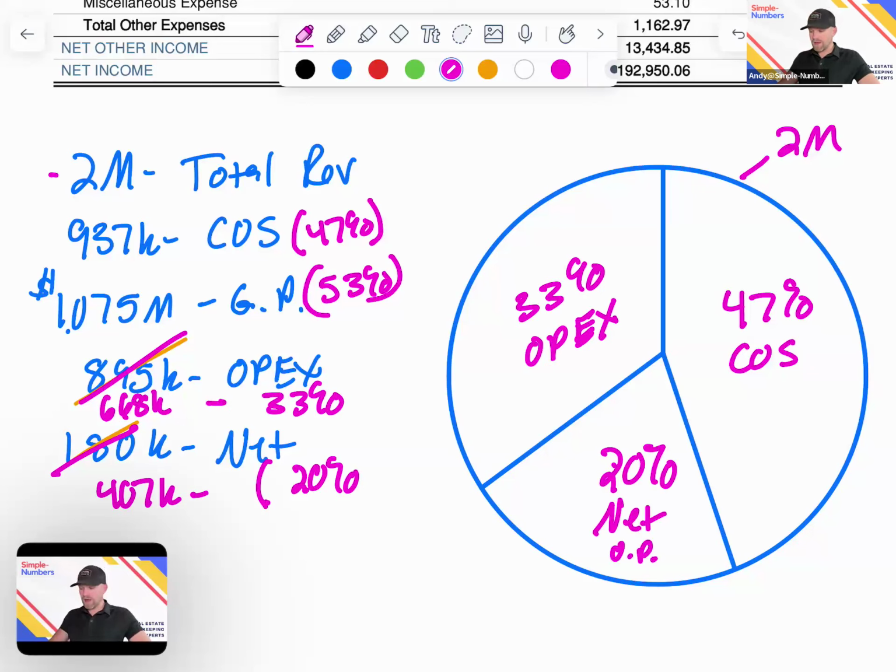Net profit and owner pay. So there you go. $2 million team, 20% net profit. How did they get there? Well, they kept their cost of goods sold under 50%, and then their operating expenses as close to 30 as they could. If they could squeeze their operating expenses a little bit more, maybe they could leverage their staff people with VAs and keep the cost down.